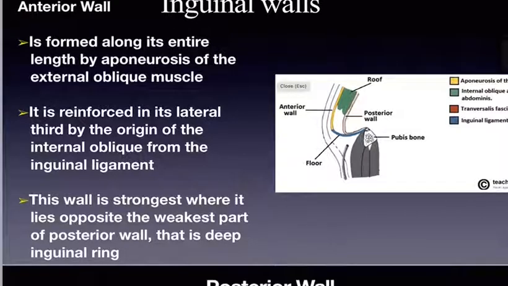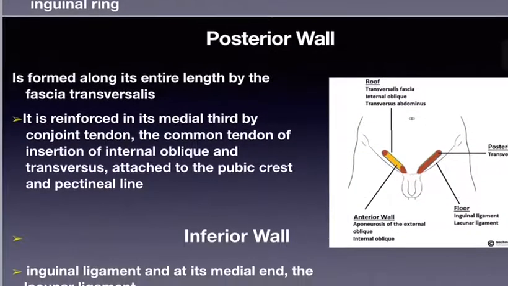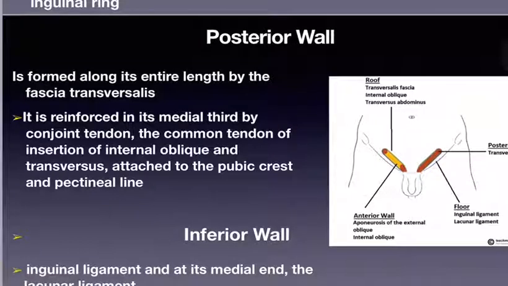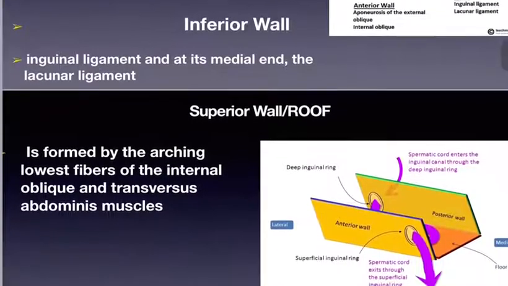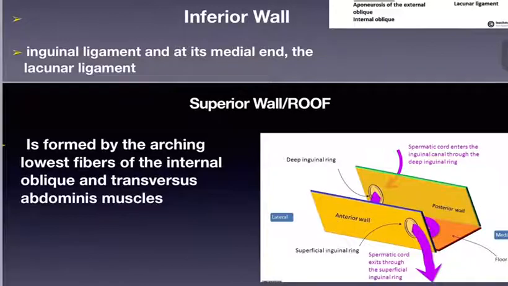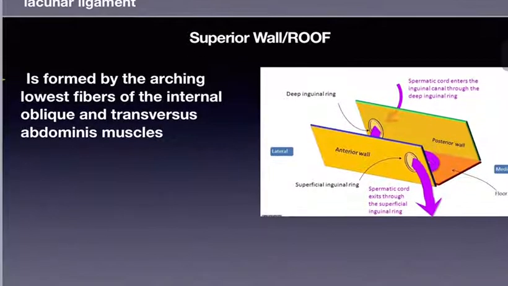Posterior wall. It is formed along its entire length by the fascia transversalis. It is reinforced in its medial third by the conjoint tendon, the common tendon of insertion of internal oblique and transversus, attached to the pubic crest and pectineal line. Inferior wall. Inguinal ligament and its medial end, the lacunar ligament. Superior wall, also called the roof, is formed by the arching lowest fibers of the internal oblique and transversus abdominis muscles.